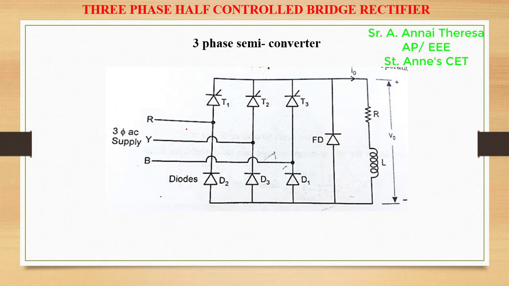At that time, one thyristor from the upper arm and one diode from the lower arm will conduct. When phase R is maximum positive, thyristor 1 will conduct. When Y is at its negative maximum, diode D3 will conduct. So diodes conduct for maximum negative voltage, and thyristors conduct for maximum positive voltage. Now we can see the operation using the waveform.